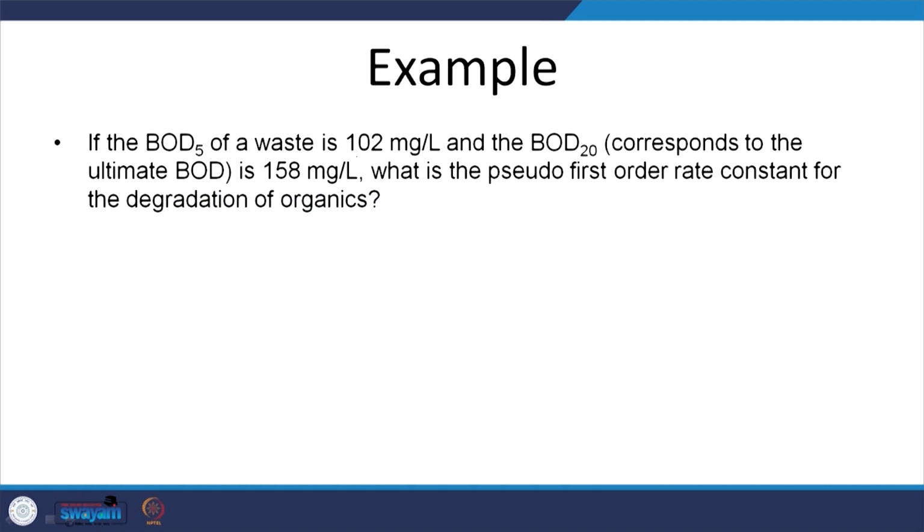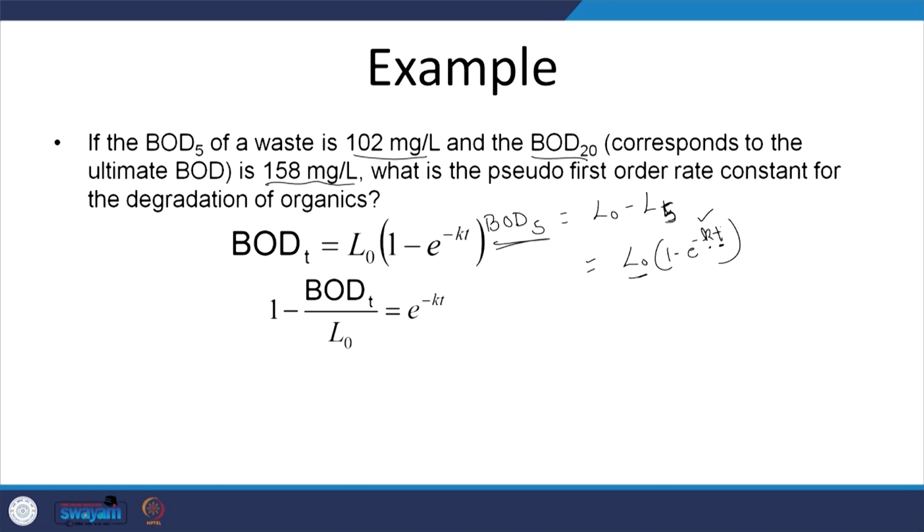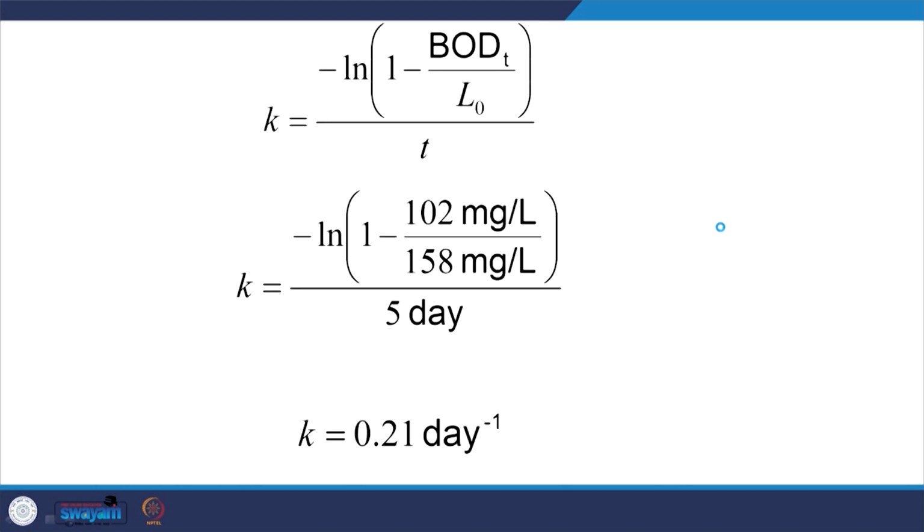So if BOD 5 of a waste is 1 or 2 milligram per liter, and BOD 20, which we are saying corresponds to ultimate BOD, is 158 milligram per liter, what is the rate constant? We know that BOD 5 is equal to the difference in organic content, meaning initial organic content minus organic content after the 5-day period, or it is equal to L naught into 1 minus e power minus kt. BOD 5 is given here, time is 5 days, and L naught is given as 158. So I have to calculate k. This is not a great way because we have only one sample, but for approximation it is not a bad way to go about it, right. So I plug it in, and the k turns out to be 0.1 per day, a pseudo first order rate constant.